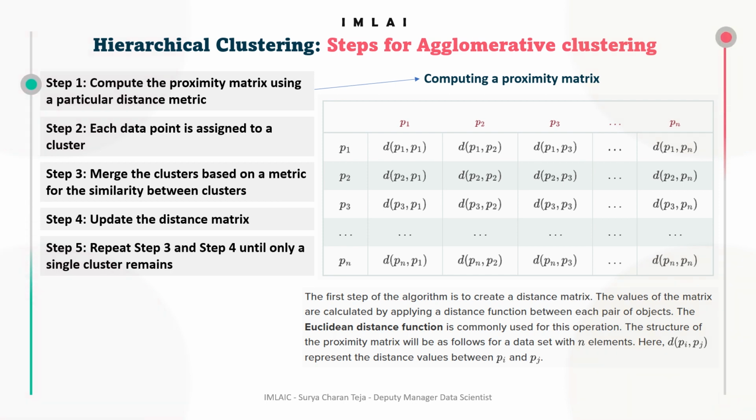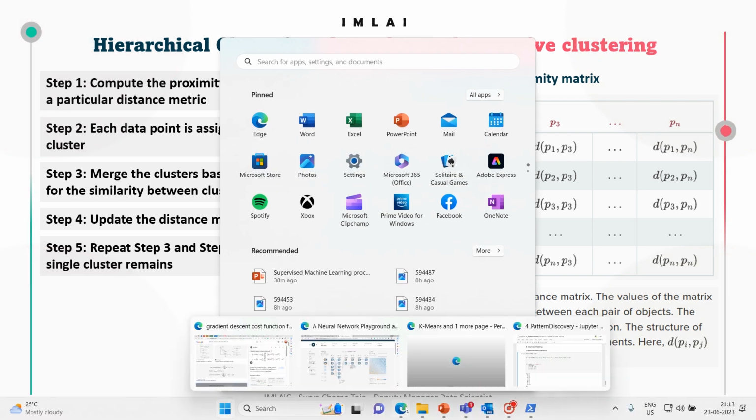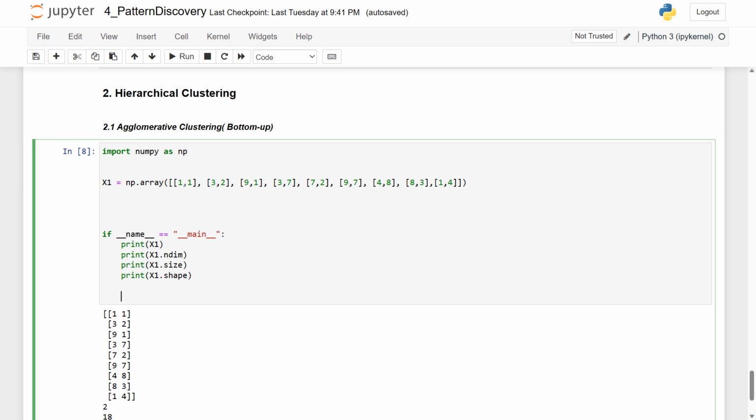The Euclidean distance function is commonly used for this operation. The structure of the proximity matrix will be as shown above, with n elements, and here d of pi comma pj represents the distance values between pi and pj. So let's write some code for the same.